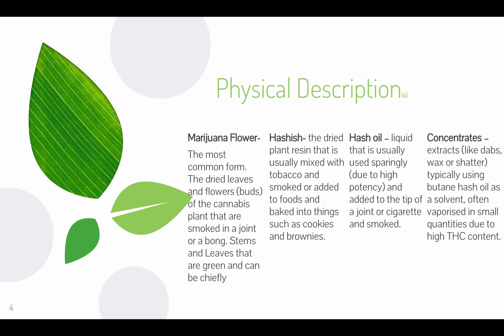Hashish is the dried plant resin that is usually mixed with tobacco and is smoked or added to foods and baked into things such as cookies and brownies. Hash oil is a liquid that is used sparingly due to its high potency and added to the tip of a joint or cigarette and smoked. Concentrates are extracts like dabs, wax, or shatter, typically made using butane hash oil as a solvent, and often vaporized in small quantities due to high THC content.